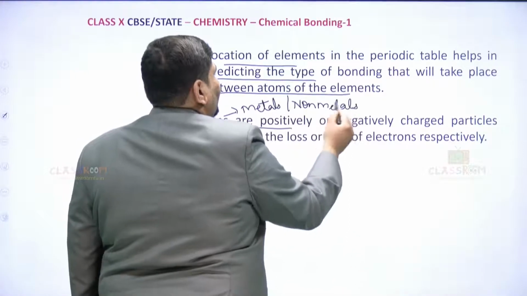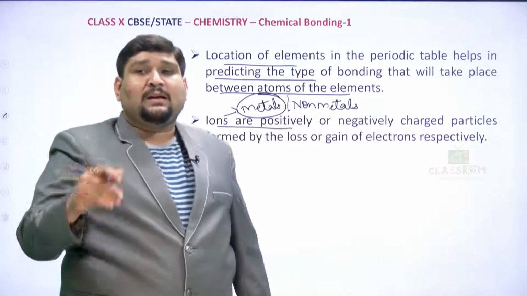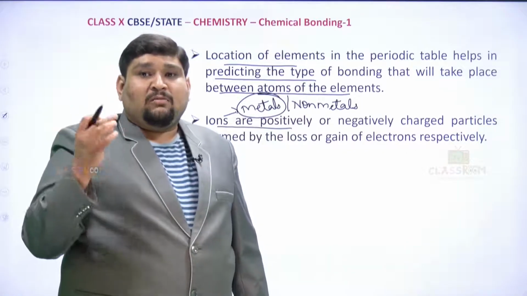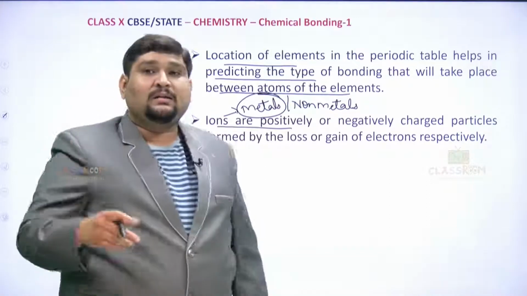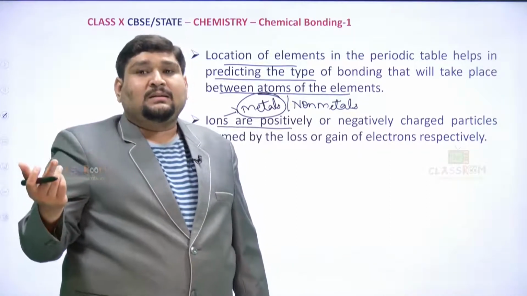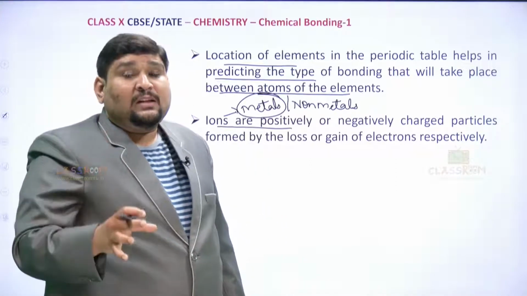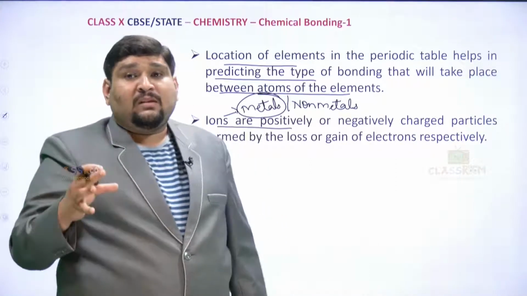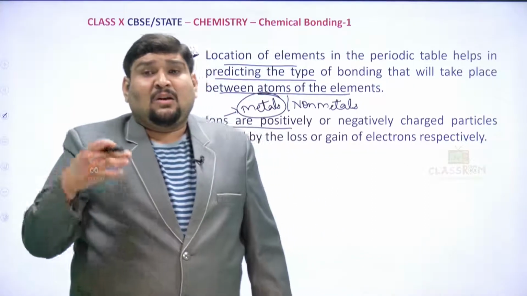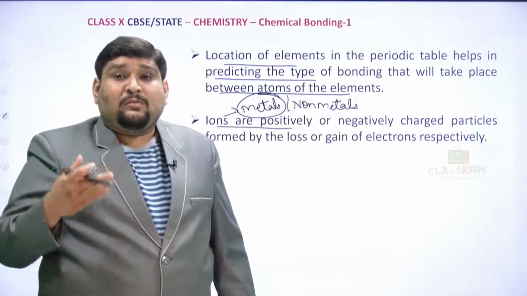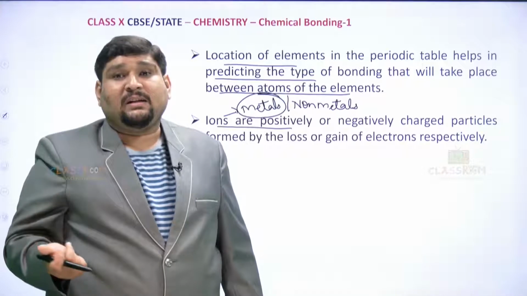The metals in our periodic table are found in our s-block elements, which are your 1A and 2A group elements. When you go for non-metals, they are mostly found in our p-block elements. Generally, the elements we have grouped help us classify ions as positively charged particles called cations and negatively charged particles called anions.